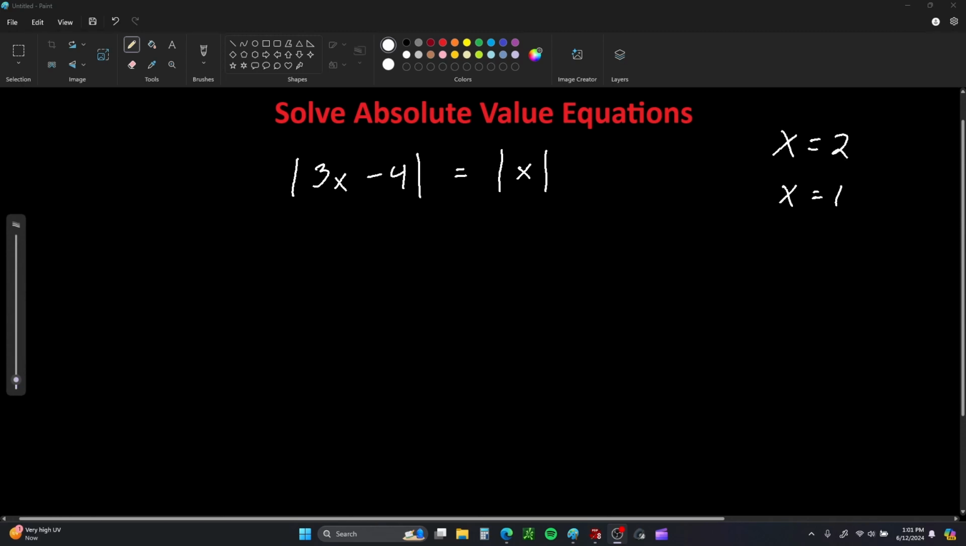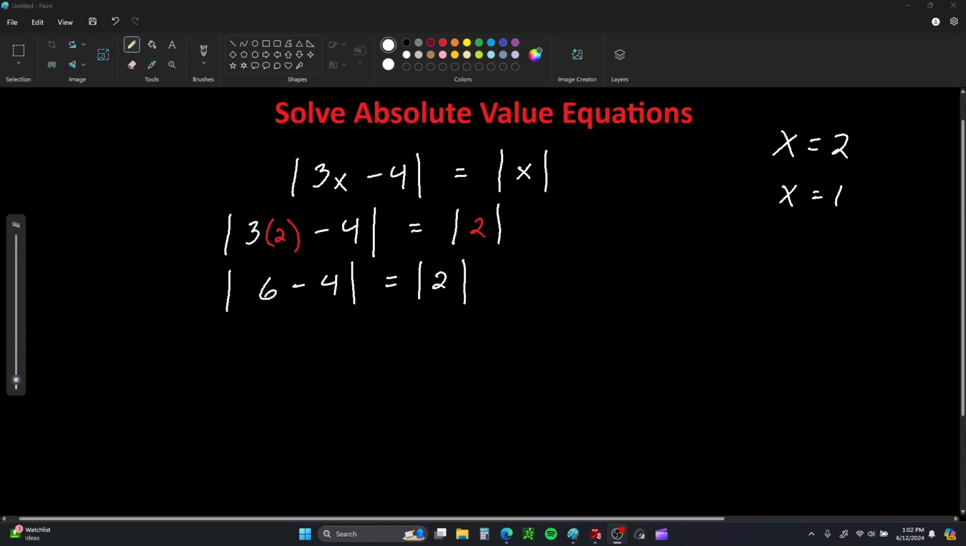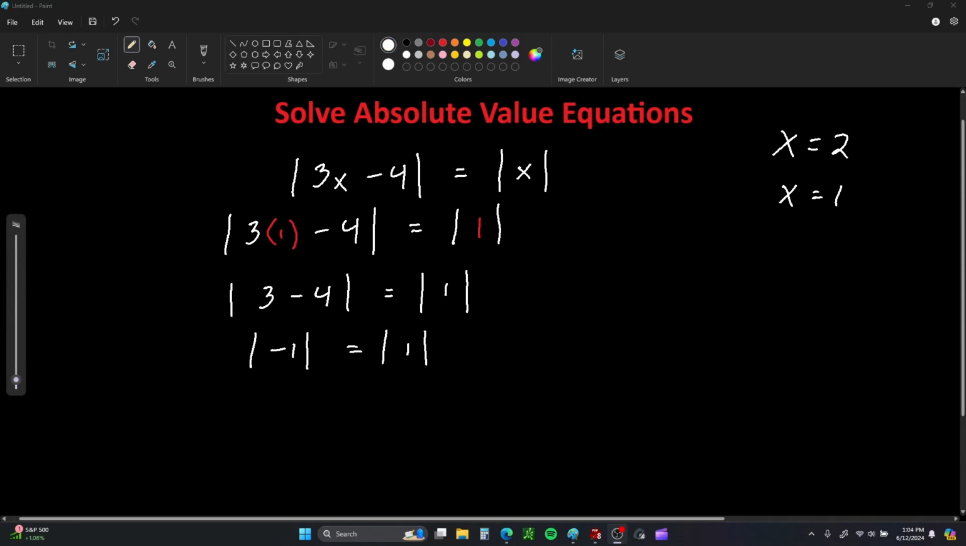Substituting 2 into the original equation, I get absolute value of 6 minus 4, which gives me the absolute value of 2 equals the absolute value of 2. And 2 equals 2 is correct, so that solution is correct. Next, I'll try x equals 1 in the original equation. And simplifying, we get absolute value of 3 minus 4, which is absolute value of minus 1, equals absolute value of 1. And then this further simplifies to be 1 equals 1. So that solution checks out too.